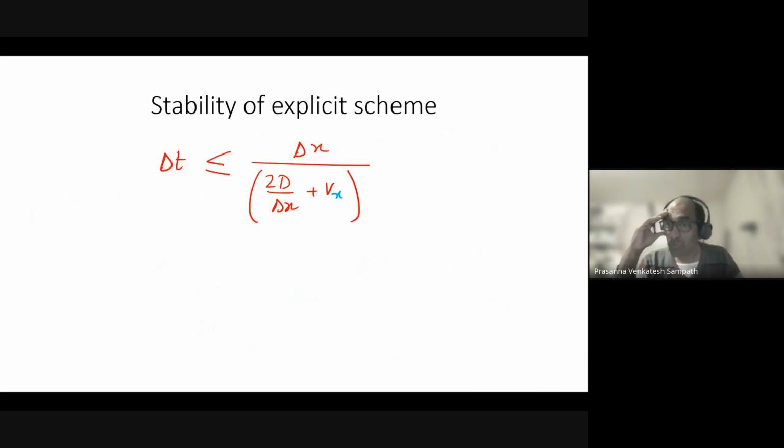The time step that you choose has got to be less than the value that you compute using this, right? Delta x is known, D is known, and vx is known. So you can put in all those numbers here. You will get a certain value of delta t. You have to make sure that your time step is always less than whatever this number gives us. Okay, so only in that situation, the explicit scheme will give you stable solutions.